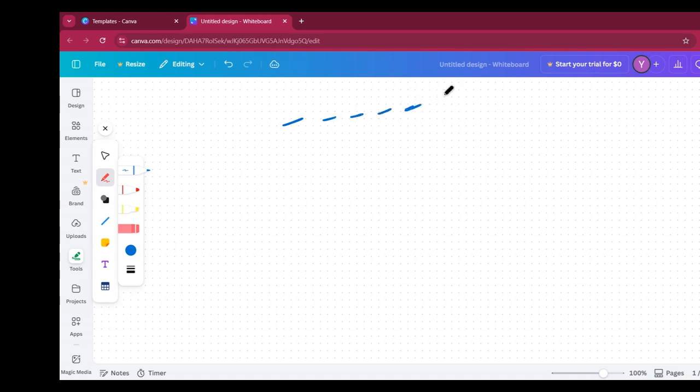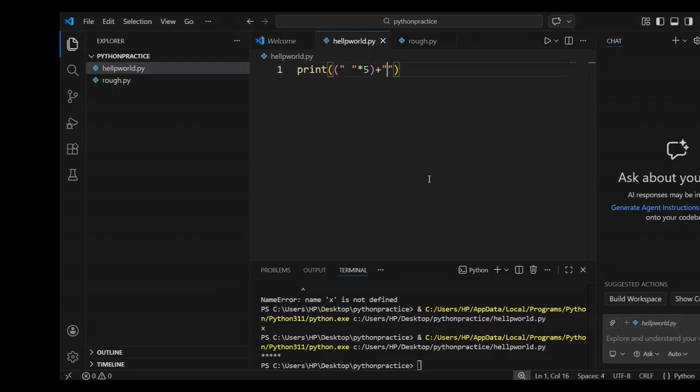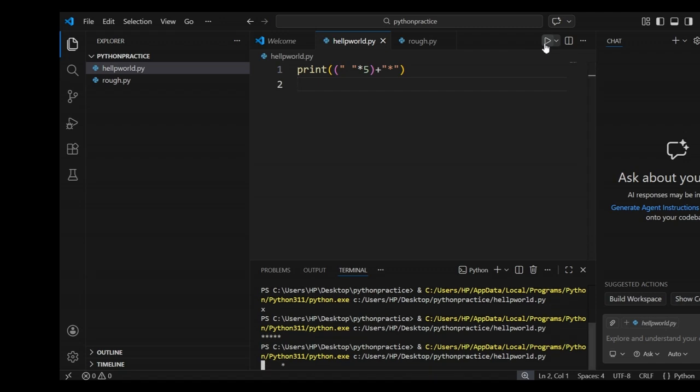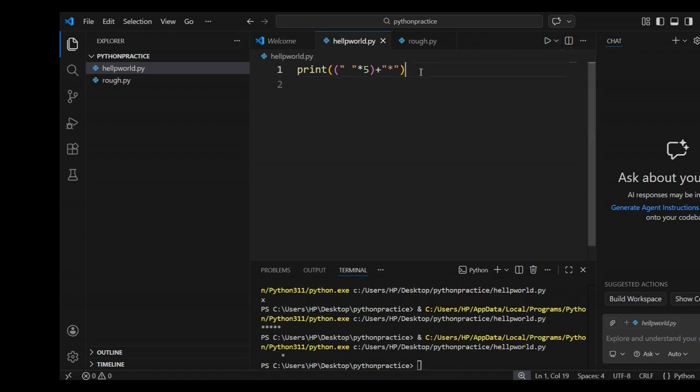Okay, and we want to give a character here as well. So what we'll do, we will just concatenate the character. Okay, just we will concatenate the character and we'll say star. So now we have concatenated the character. Okay, so if we just do it, then we are seeing a star in the center.